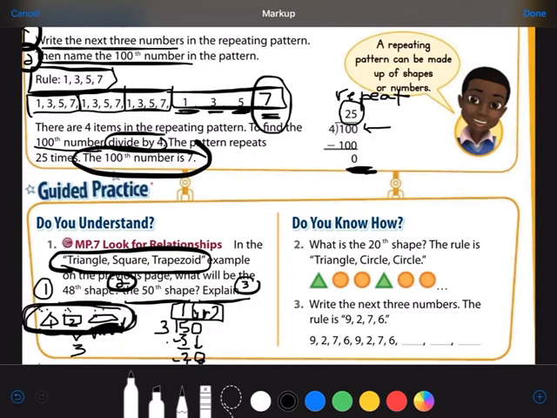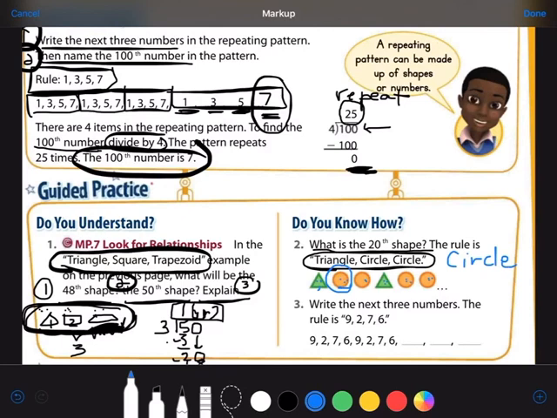All right, let's look at number 2. They said, what is the 20th shape? The rule is triangle, circle, circle. There's my rule, and my question is, what is the 20th shape? 20 is not that high of a number. It honestly might be easier just to count this out myself, right? So I would say the first shape, second shape, third shape, fourth, fifth, sixth, 7, 8, 9, 10, 11, 12, 13, 14, 15, 16, 17, 18, 19, 20. The 20th shape is a circle. I figured it by counting it out.